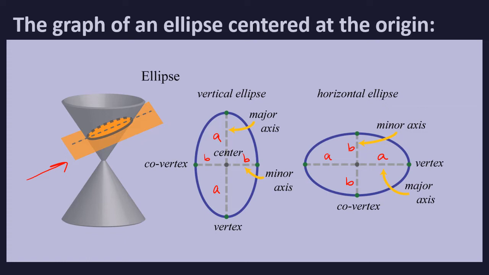Then our vertices. The two endpoints of the longest axis are called the vertices, and it doesn't matter if your longer axis is horizontal or vertical. And then the endpoints of the shorter axis are called the co-vertices. So you'll become very familiar with these terms in the next 10, 15, 20 minutes.